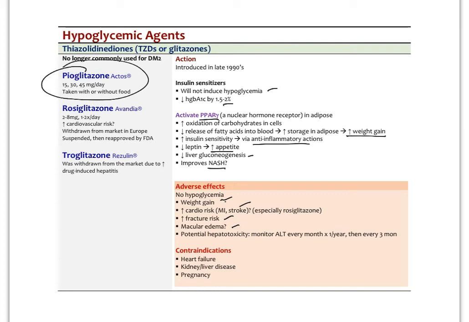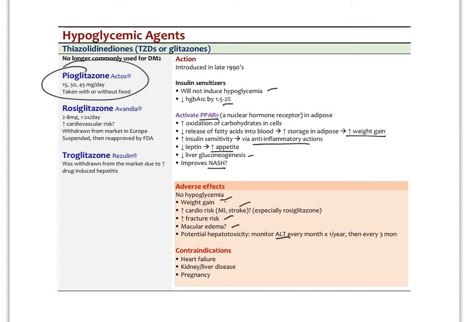So generally it's recommended for these patients that their ALTs are monitored at least once a year. Or every month for a year, and then every 3 months from that point forward. So that again is going to make it kind of a disincentive to use these.